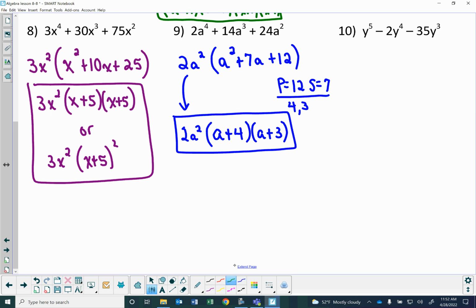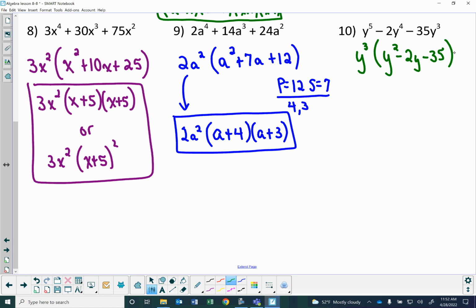Number 10, y to the 5th minus 2y to the 4th minus 35y to the 3rd. My greatest common factor here, I believe, is going to be y to the 3rd. So if I can divide out a y to the 3rd, I am left with y squared minus 2y minus 35. So I have a 3-termed polynomial that has no special properties to it.